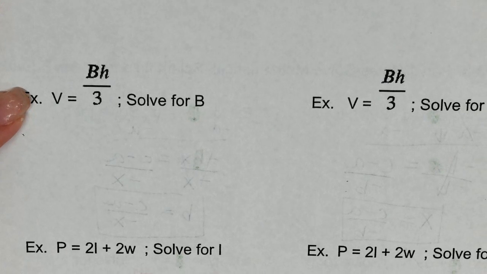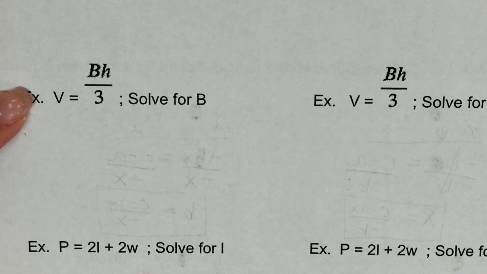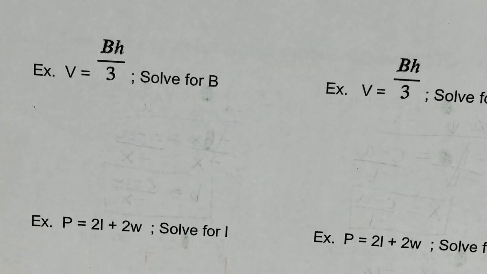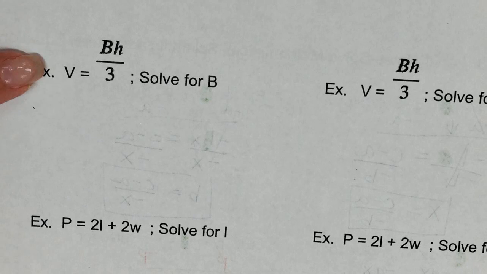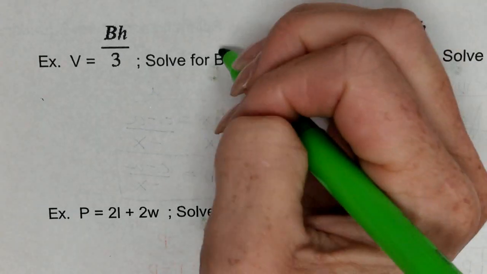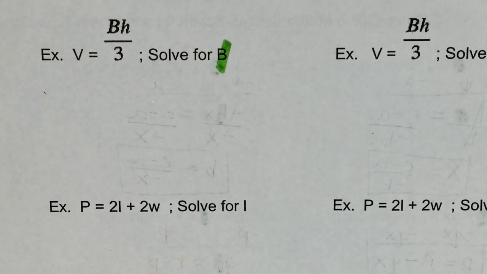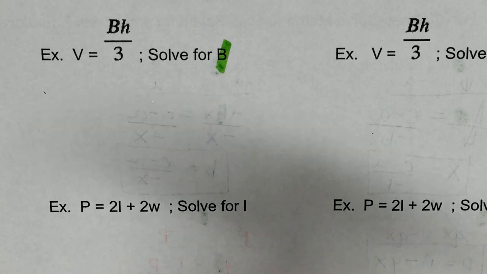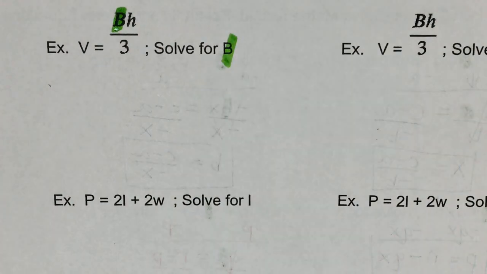This is the volume of BH over 3, one third BH, a cone. This is the formula for volume of a cone. Okay? So they want you to take the formula for volume of a cone and solve for B. All right, so I'm solving for B.